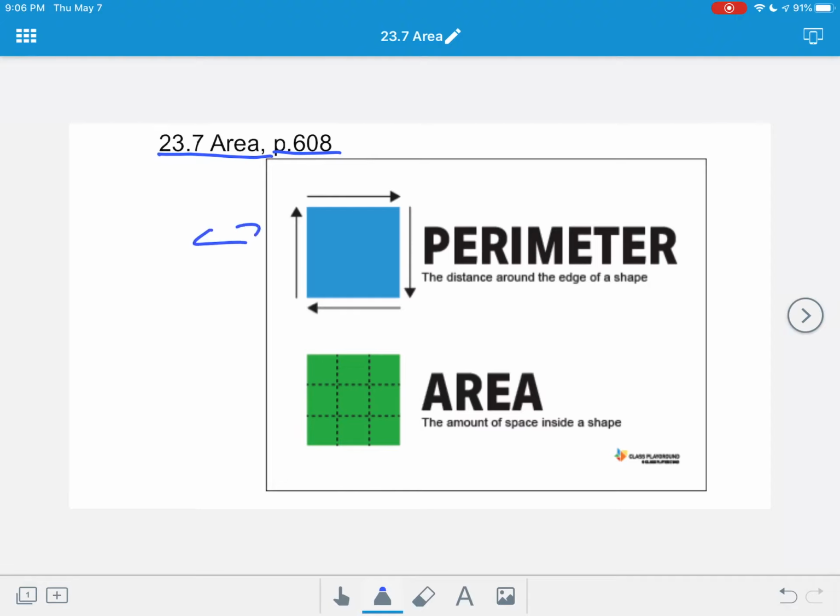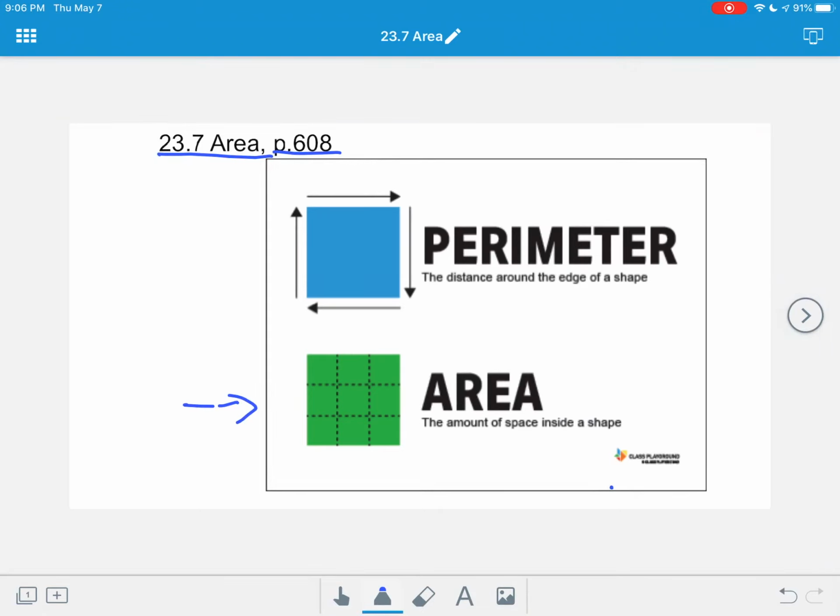Yesterday, we started working on perimeter. The perimeter of an object is the distance around the edge of the object. We find that by adding up all of the sides of the figure, the side lengths. Then, what we're going to be learning about today is the area. Area is the amount of space inside a shape.